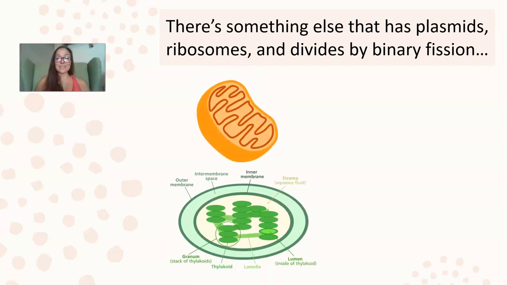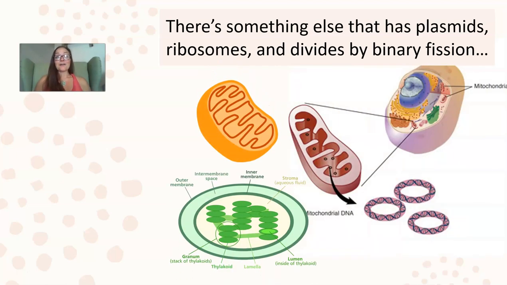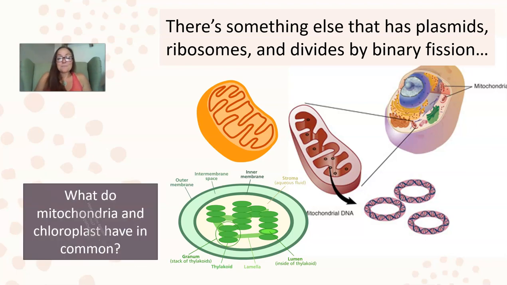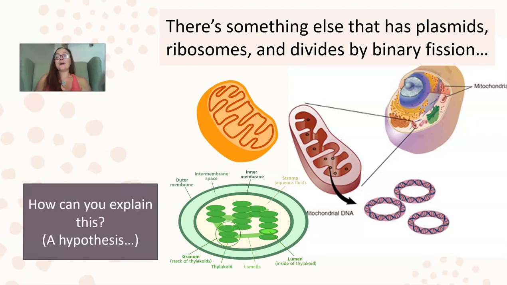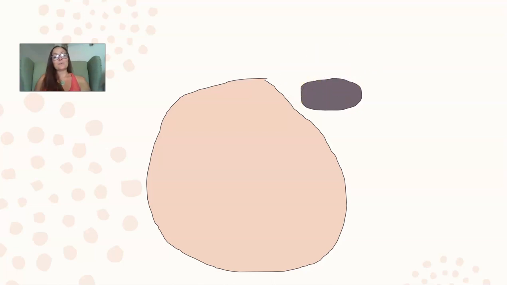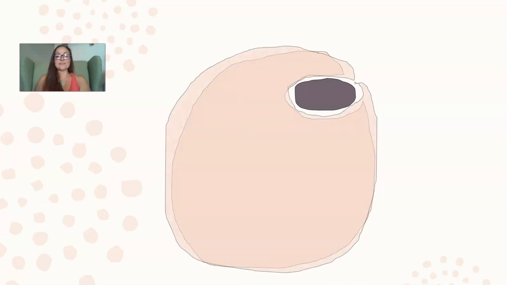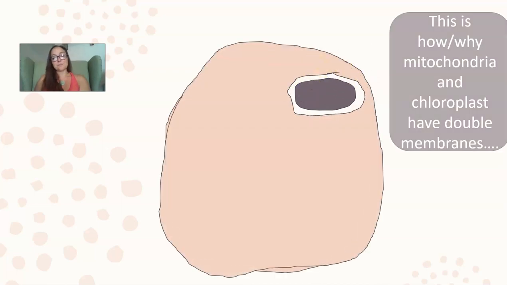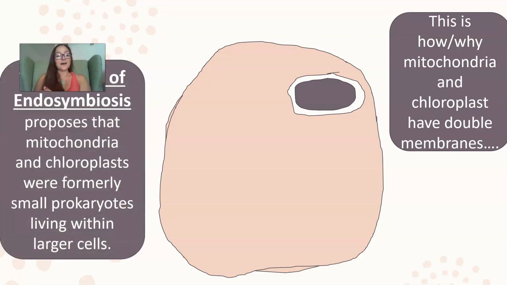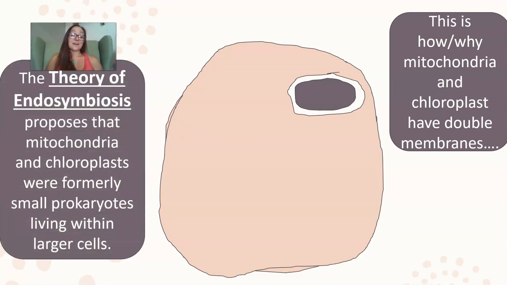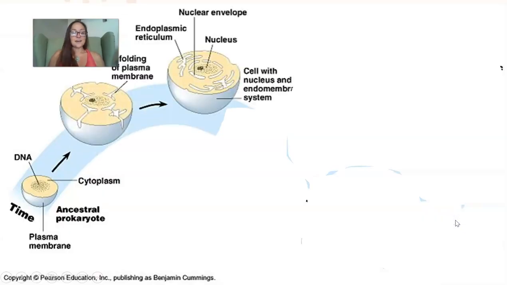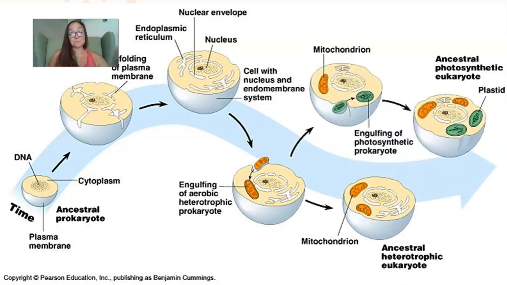Okay, so now we have learned in Unit 2 about something else that also has plasmids, ribosomes, and divides by binary fission, and that is our mitochondria and chloroplasts. They both have the double membrane. They both produce ATP. This is where the theory of endosymbiosis exists, where a larger cell engulfed a prokaryote millions of years ago, and now we have the evolution of the mitochondria and chloroplast from ancient prokaryotes.